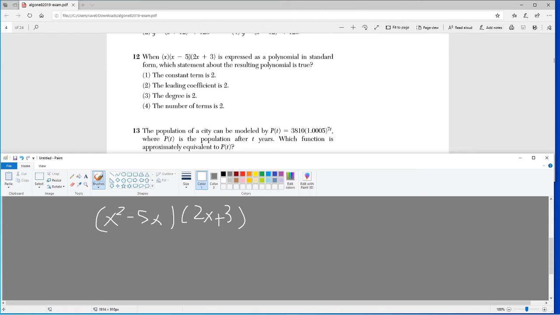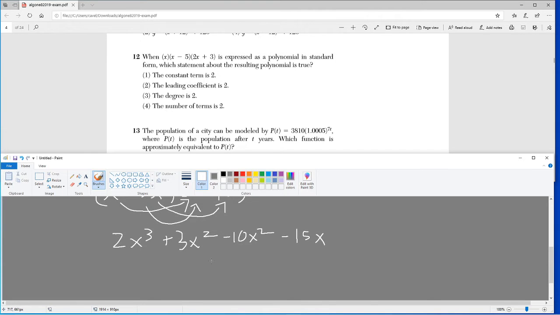Remember, I distributed x to both terms. Let's do FOIL first, right? So we have 2x cubed, outer plus 3x squared, inner minus 10x squared, and last, which is minus 15x. Okay, combine like terms. We have 2x cubed, then 3 minus 10 is negative 7x squared, minus 15x. Okay, this is just equal to the same expression.